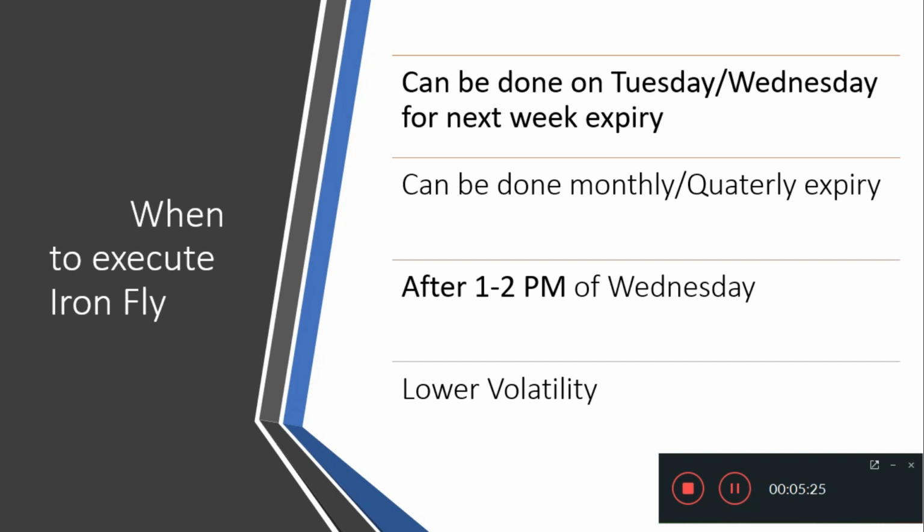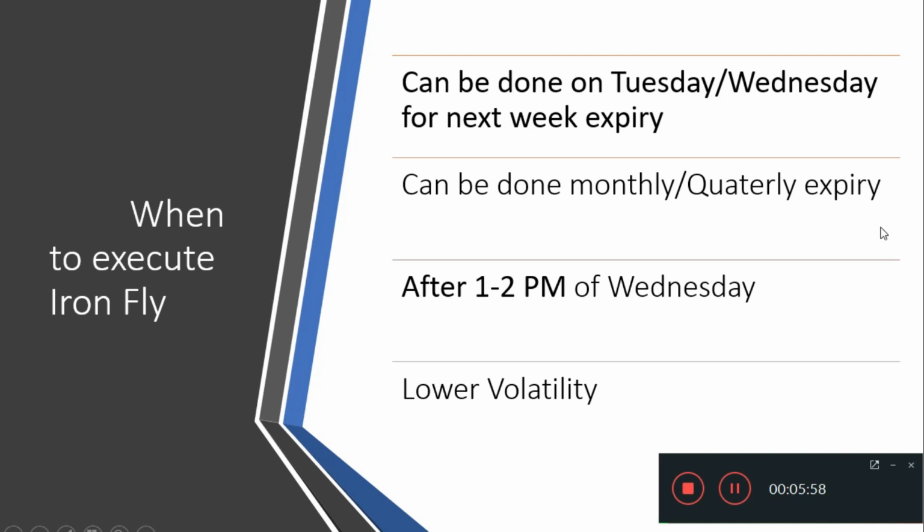What I sometimes prefer is that it can be done on a Tuesday or Wednesday for next week expiry. Suppose the next expiry is 16th of September. I would take the strategy on 9th of September, the previous week, on a Tuesday or Wednesday, and I am going to square off before the expiry, that is, before Thursday I'll square off my positions. And you can do it in a monthly or a quarterly expiry as well.